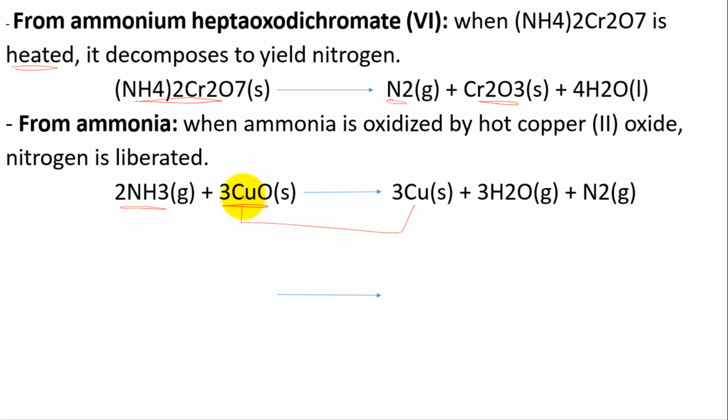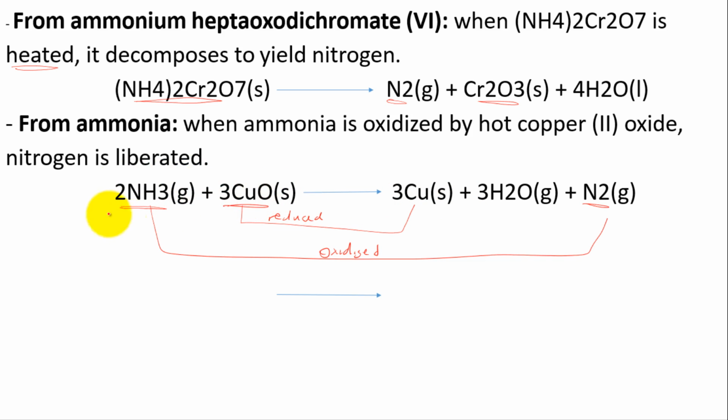What happened? This has oxidized ammonia to what? Nitrogen gas, and the copper has been reduced from copper oxide to copper, while nitrogen has been oxidized. Because oxidation is removal of what? Hydrogen, while reduction is removal of what? Oxygen away from the compound.